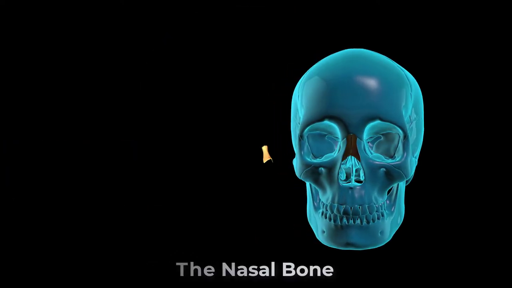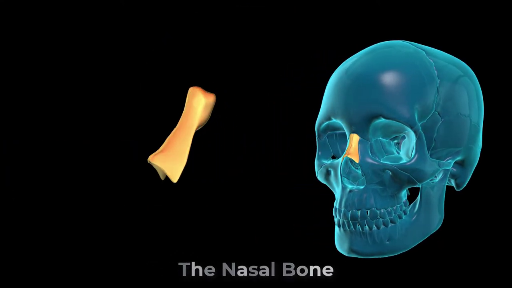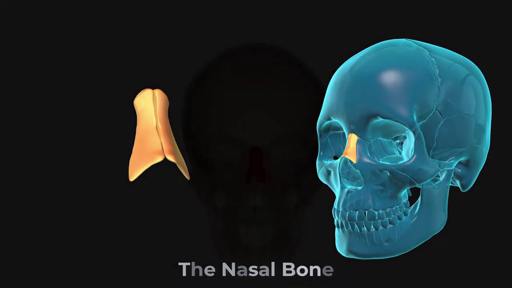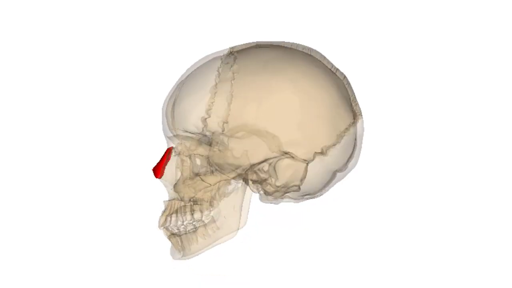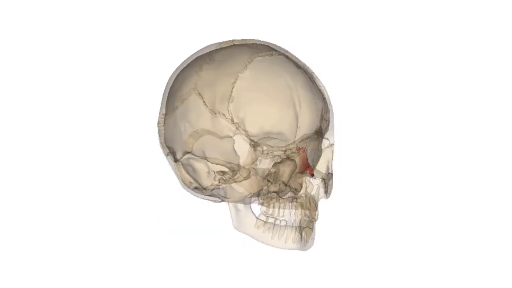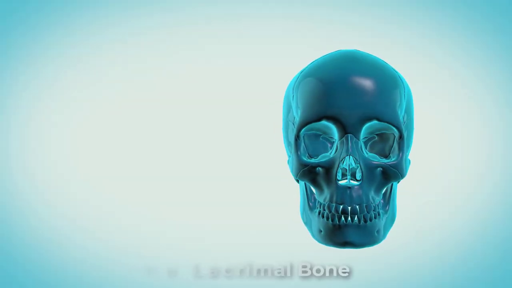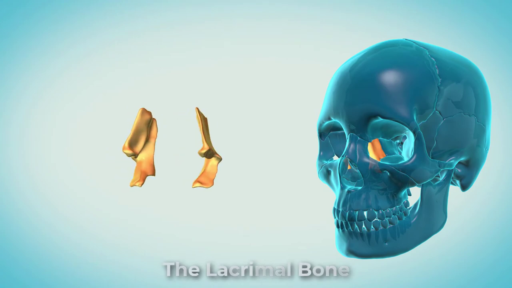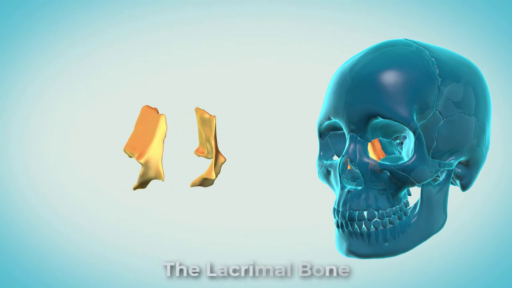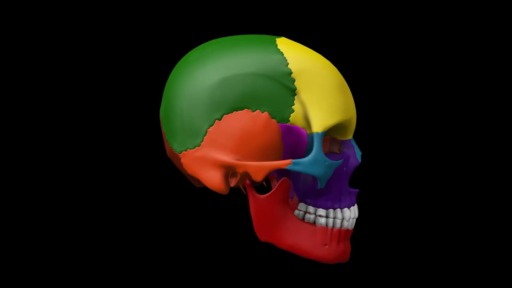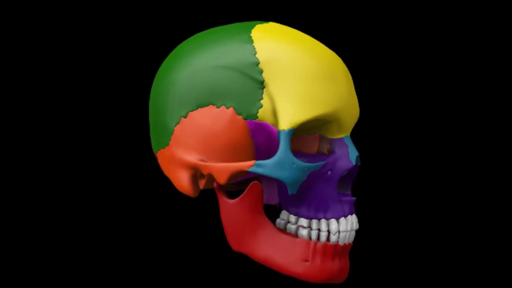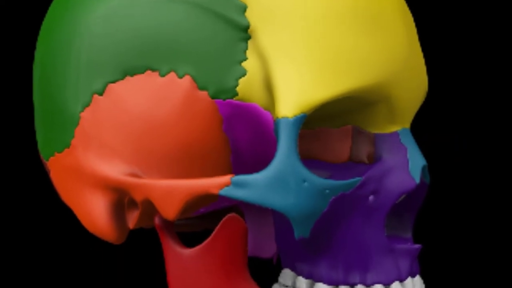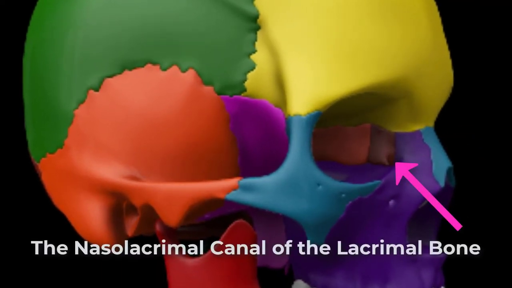The nasal bone is one of two small bones that articulate with one another to form the bony bridge of the nose. The nasal bones support the cartilages that form the lateral walls of the nose. Located at the medial eye orbit, the lacrimal bone is a small rectangular bone that forms the anterior medial wall of the orbit. The anterior portion of the lacrimal bone forms a shallow depression called the lacrimal fossa. Extending inferiorly from this is the nasolacrimal canal.